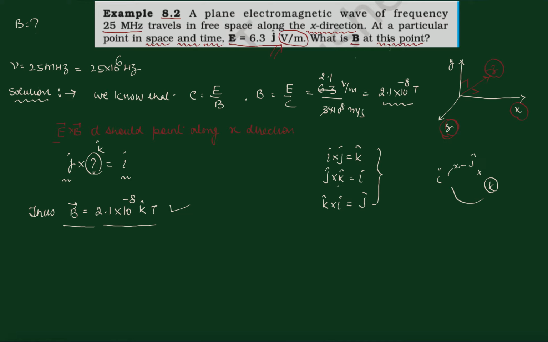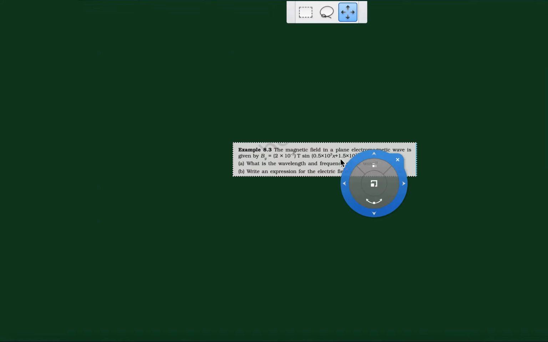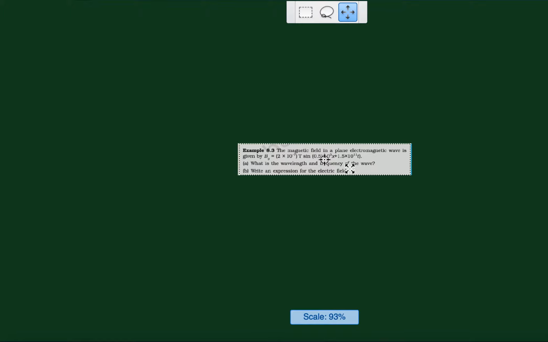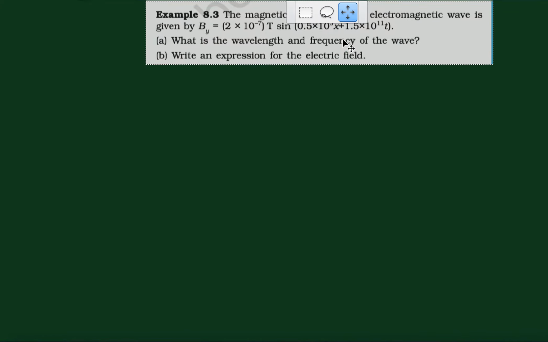So we will now go for another example. So firstly we will add the question. We'll search the question. Okay. So this is all about this question.